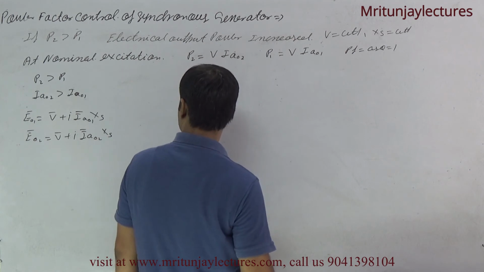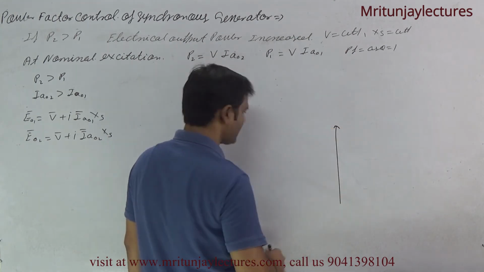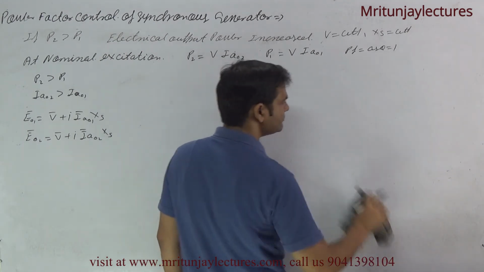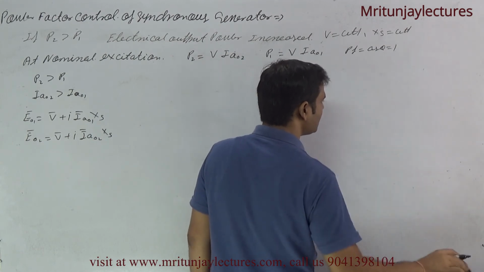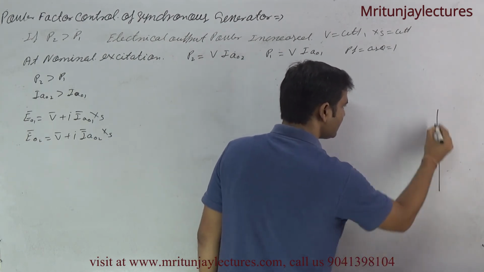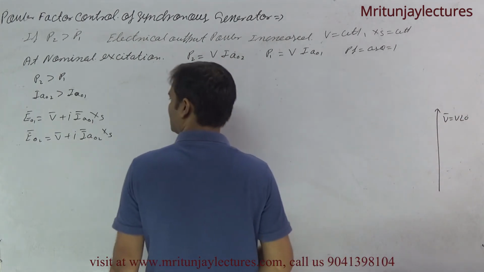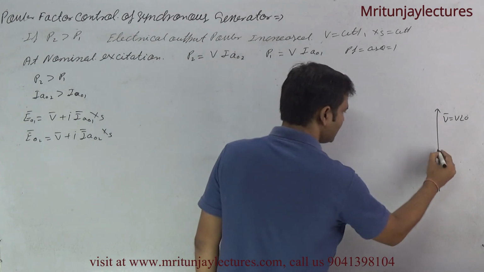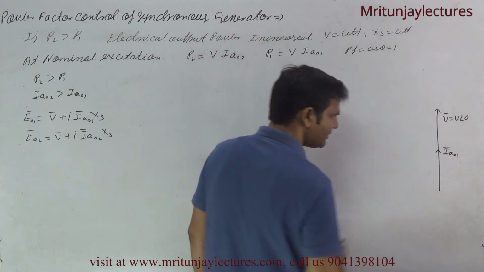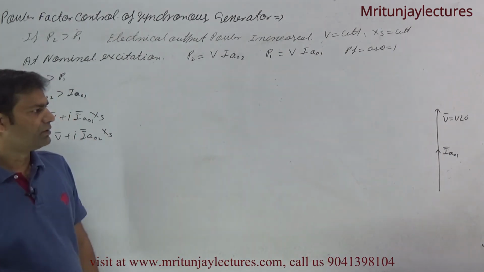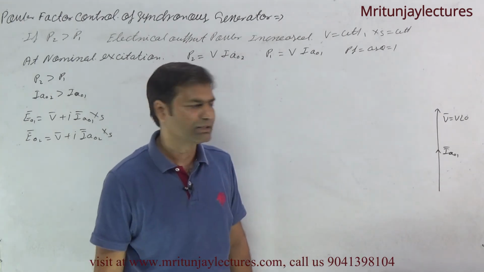So first of all draw corresponding to, if this one is V, this is equal to V at the angle 0. Power factor is unity, that's why IA01 is represented here like this one. V and IA01 are in the same phase, that's why I represent it here.